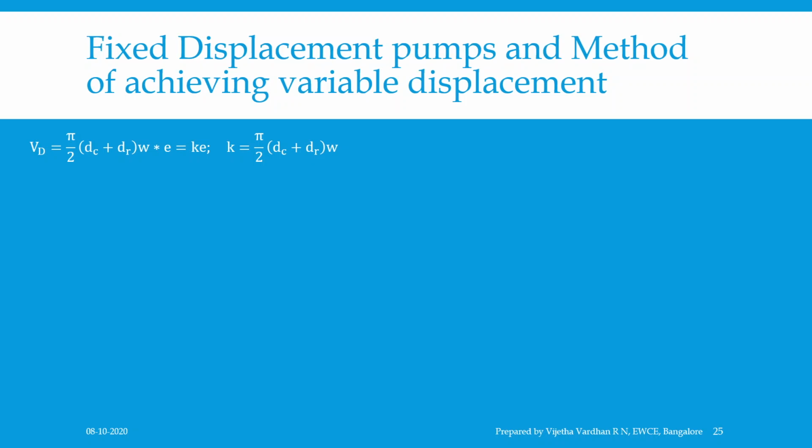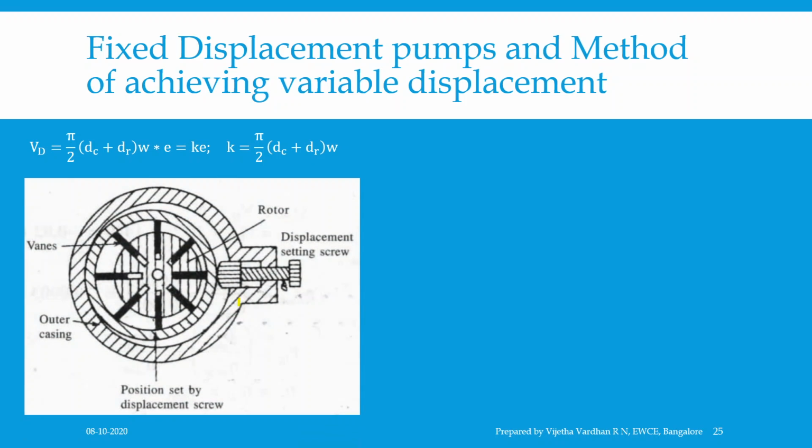Now, coming to variable displacement pumps, variable displacement in vane pumps can be achieved by changing the geometrical position of the cam ring relative to the rotor, which changes the eccentricity and hence the displacement. You can observe the same technique as shown in the figure. This figure shows one of the methods adopted to achieve variable displacement in a vane pump. The main parts of this pump are the cam ring, rotor, vanes and screw for the adjustment of the cam ring, which you can observe over here.